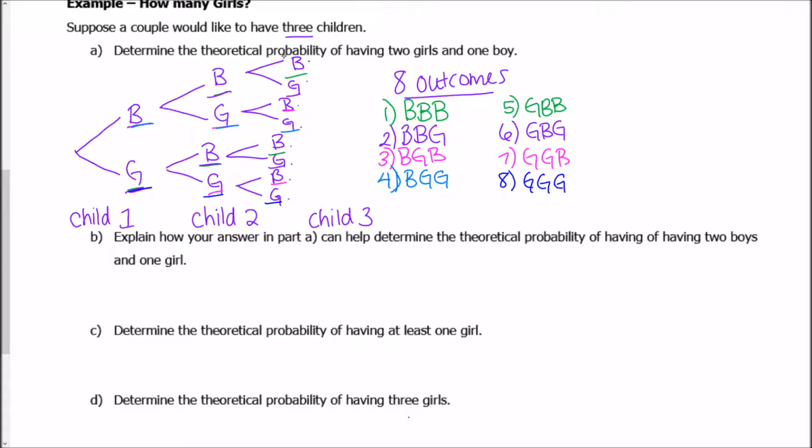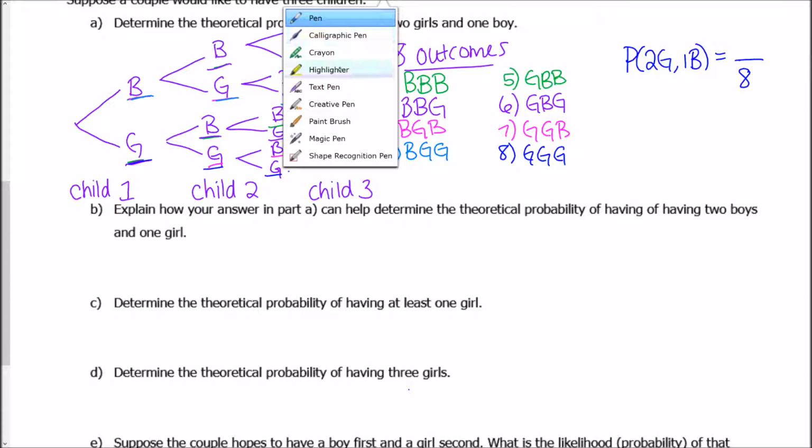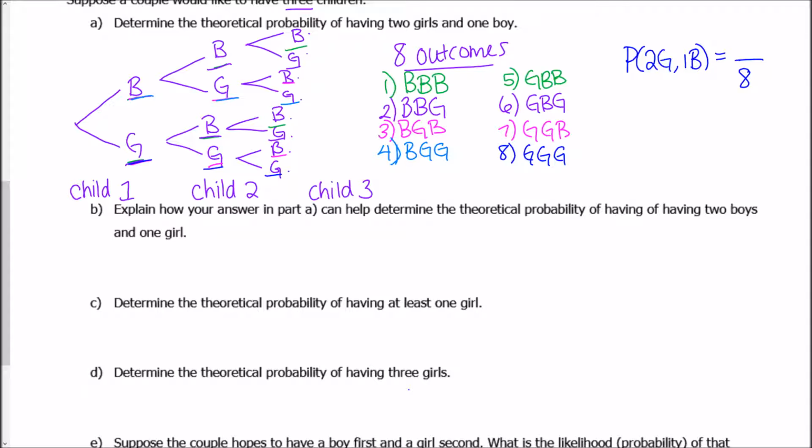So it says to determine the theoretical probability of having 2 girls and 1 boy. Probability of 2 girls followed by 1 boy is going to be as follows. First of all, it's going to have to be out of 8 because there are 8 different outcomes. And I'm going to see which outcomes here end up having 2 girls and 1 boy, and it doesn't say what the order has to be. So in this example right here, outcome number 4 has 2 girls and 1 boy. Outcome number 7 has 2 girls and 1 boy, okay? And outcome number 6 also has 2 girls and 1 boy. So the probability would end up being 3 out of 8.